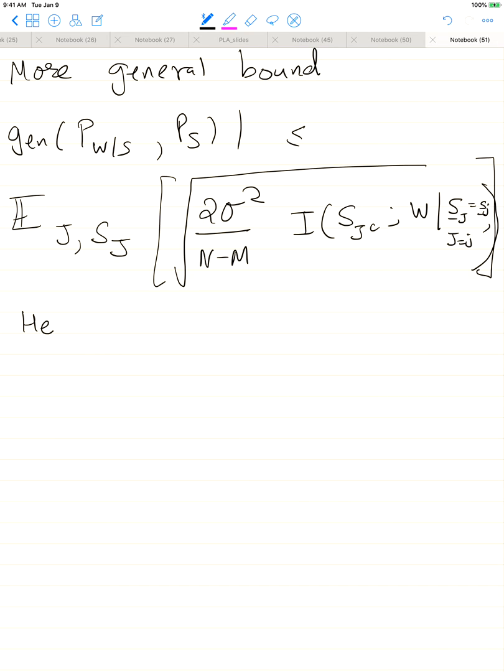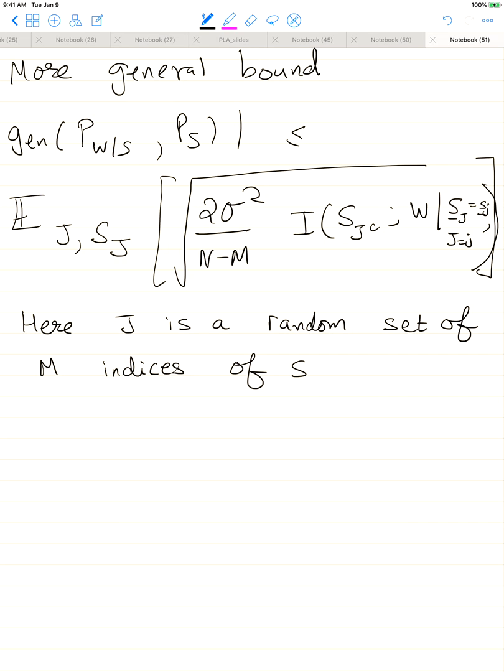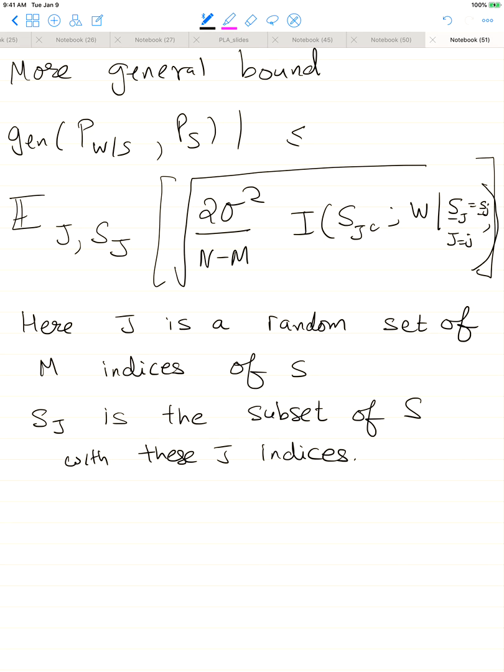So here, J is a random set of m indices of S. Sj is the subset of S with these J indices, and Sj complement is S minus Sj.